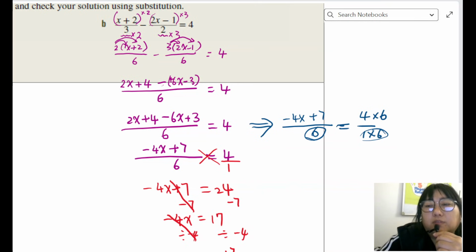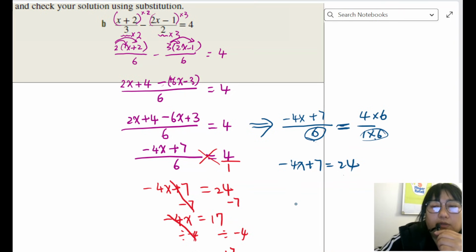So because the final fraction equals the final fraction, so the denominator equals the denominator. That means the numerator also equals the numerator. So that will be negative 4x plus 7 equals 24. And that is the same way we can do the calculation, so the answer will stay the same. So if at the end you are not sure of the answer, you should always do the check.